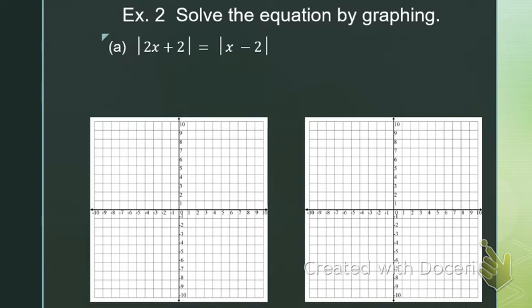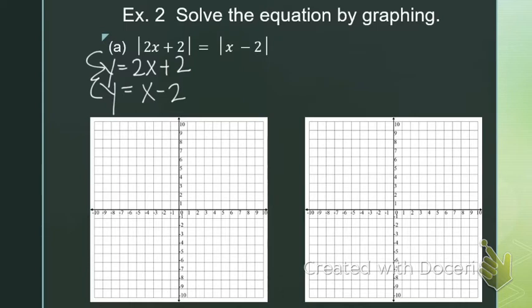So we drop the bars. Who's brave enough to try to tell me what the first equation is going to be? All right, Haley. Y equals 2x plus 2. Perfect. You drop the bars and you set the left expression equal to y. So 2x plus 2. All right, what's the second expression going to be, Maya? Y equals x minus 2. And there is your first system.